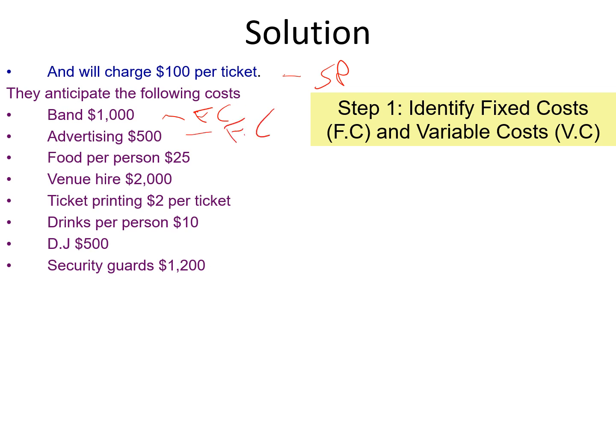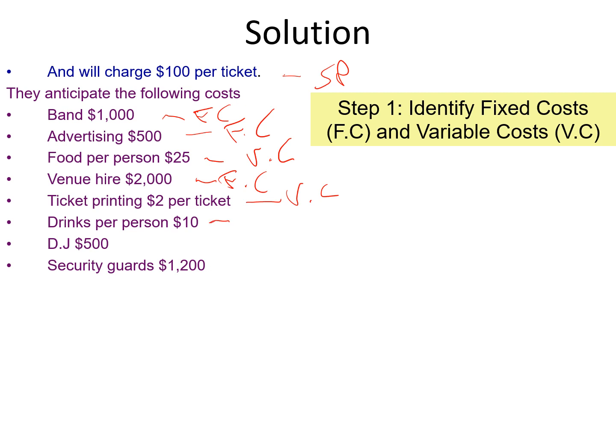Food per person, so there's a variable cost. With each additional ticket we sell, that's $25 worth of food that we've got to fork out for each of our guests. The venue hire. The venue doesn't care how many people are coming. That's a fixed cost. That won't change regardless of how many tickets we sell. Ticket printing, if they want to go a little bit fancy with some laminating, that is a variable cost. It will increase uniformly with each additional ticket we sell.